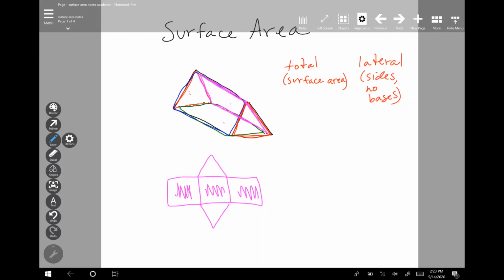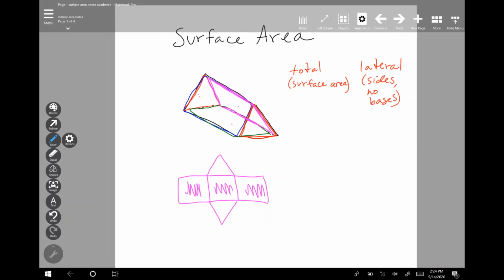Okay, so I just want you to understand the difference between total surface area and lateral surface area. Total would be all 5 sides of it. Lateral would only be these 3 rectangles that are wrapping around the sides of it. Okay, so that's kind of the idea of total and lateral surface area.